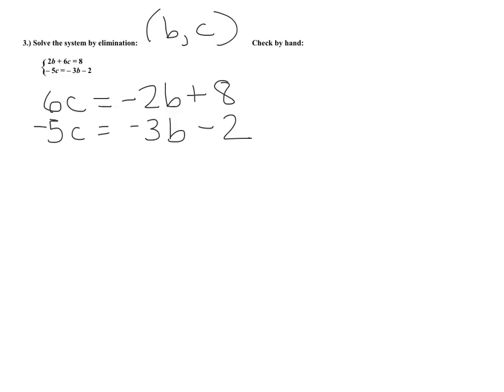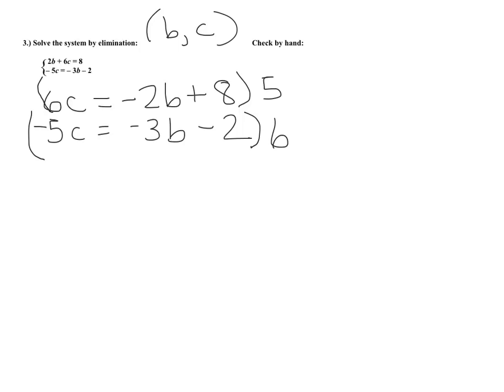But you'd only want to multiply one of them by the negative. So I'm going to go ahead and just eliminate the c. To do that, I'm going to multiply the top by 5, and I'm going to multiply the bottom by 6. All right? And again, you didn't have to do it this way. You can eliminate the b's.